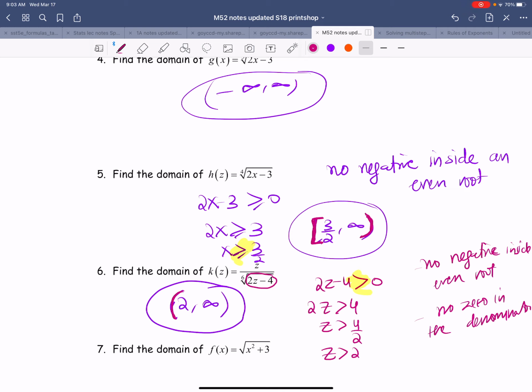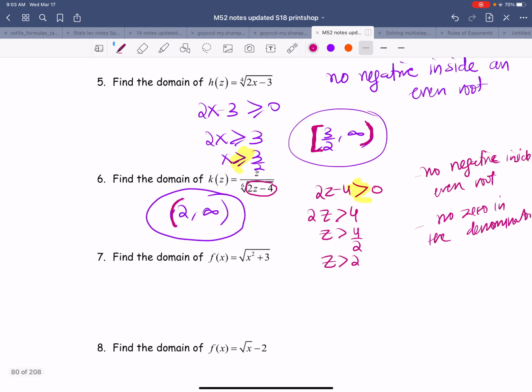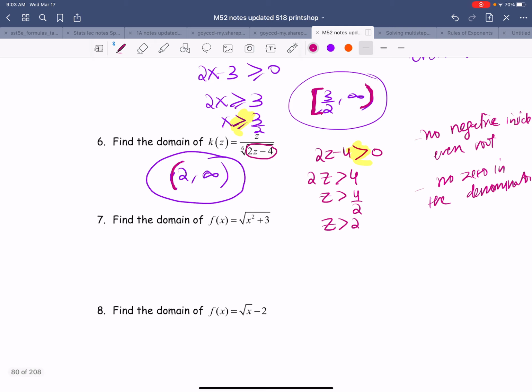Next, we have find the domain of f of x equals square root of x squared plus 3. Here, I do have an even root. So if you have an even root, you want to make sure that inside the even root is never negative. Now, x squared plus 3 is always going to be positive, no matter what x is. x can be negative 1, negative 2, negative 100, negative 5,000, anything it wants to be. But when I square it, it will become positive. So x squared plus 3 is always positive.